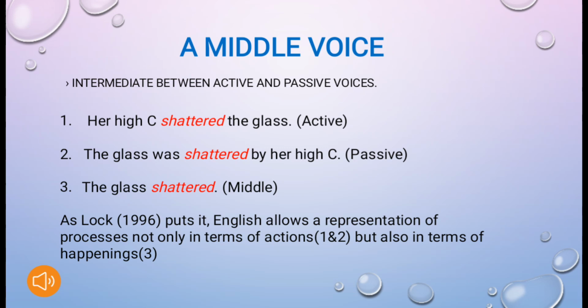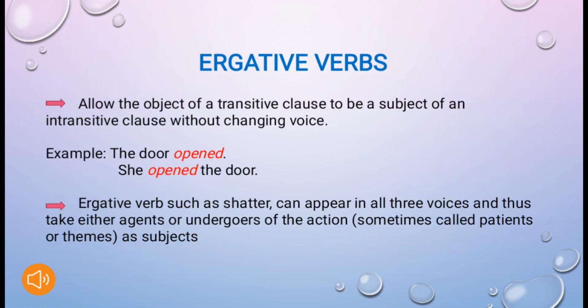So let's take a look at these three examples. The first example, of active voice, is: her high C shattered the glass. There is a particular non-adjunctive there, and the non-adjunctive is the high C, because it modifies, I mean, the high C is being modified. Okay, so let's proceed to this middle voice.